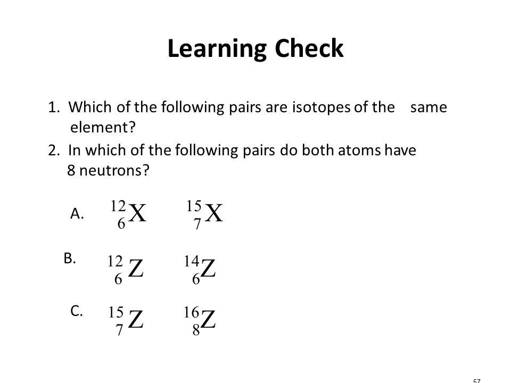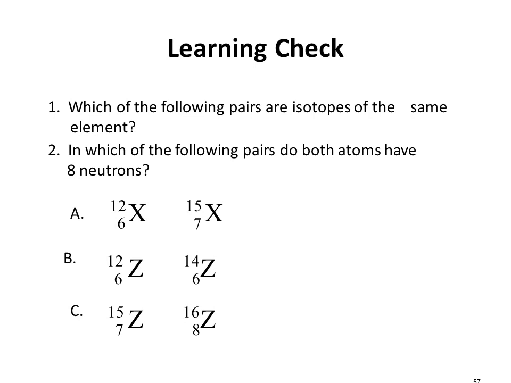Learning check. Which of the following pairs of isotopes are the same element? If they are the same element, they must have the same number of protons, or the same atomic number. So we look at the bottom left-hand corner and see which ones match. If we look at A, B, and C, the only one that has the same atomic number is choice B.